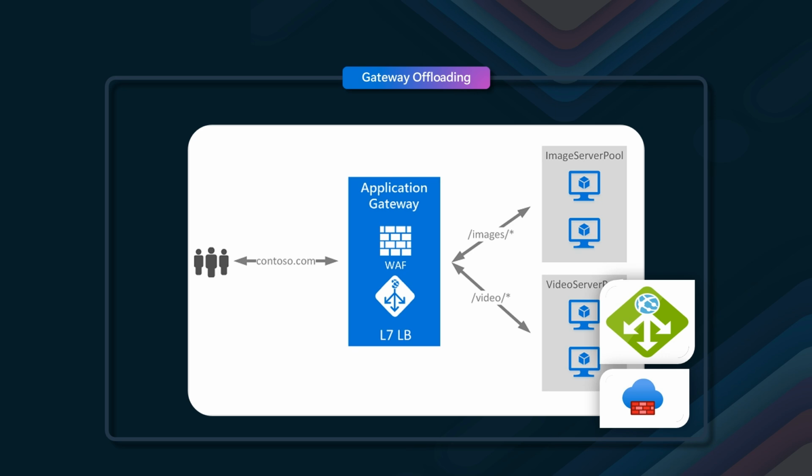A request for images, designated by /images, is routed to the image server pool, which is optimized for serving image content. Requests for video are routed to the video server pool, which is optimized for video content delivery. The backend server pools, consisting of the image server pool and video server pool, are specialized clusters designed to handle specific types of content. This specialization ensures that each type of content is delivered efficiently and effectively to our users.